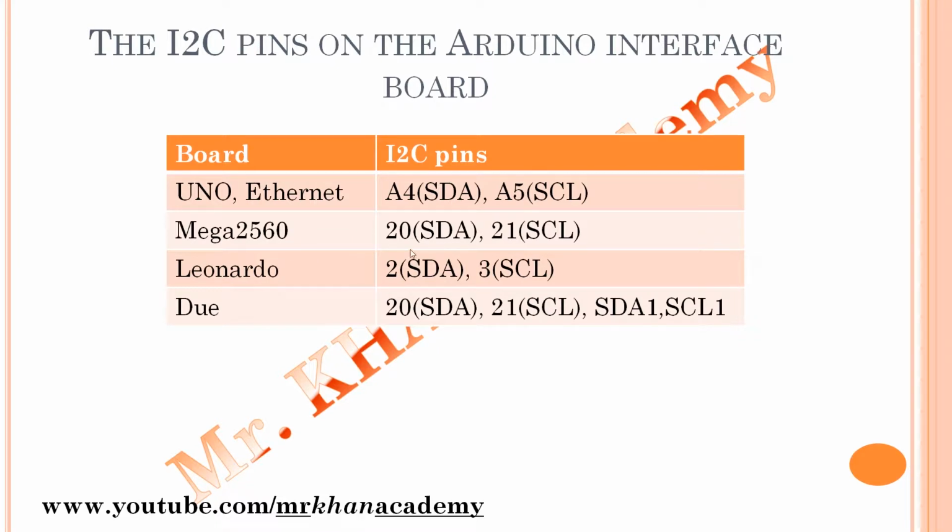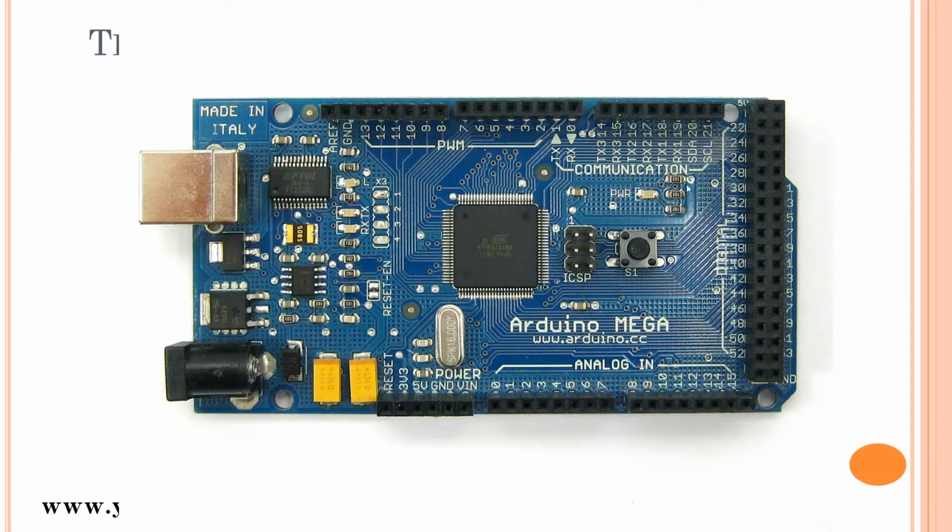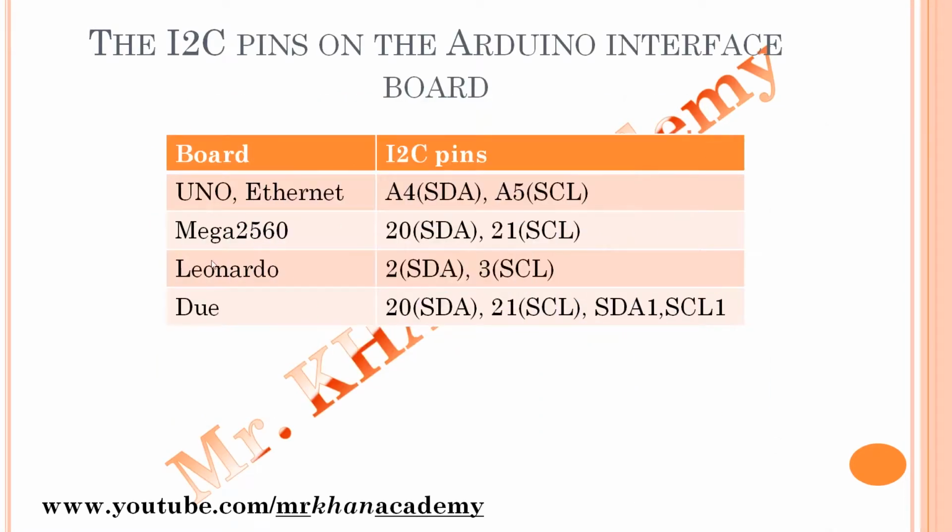For the Mega, digital pin numbers 20 and 21. For the Uno we are using analog pins, but for the Mega we are using digital pins. You can see this is the Mega board, and it is clearly mentioned that we use SDA and SCL pin numbers 20 and 21. For the Leonardo and Due, other Arduino boards, digital pins 2 and 3 for the Leonardo, and for the Due pins 20, 21, and two separate pins, SDA1 and SCL1. These are some examples of Arduino boards; you need to identify the SDA and SCL pins, and according to that make the circuit diagram.